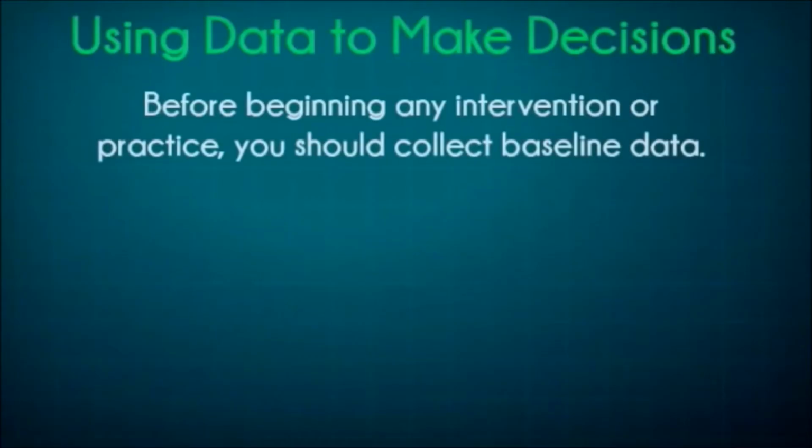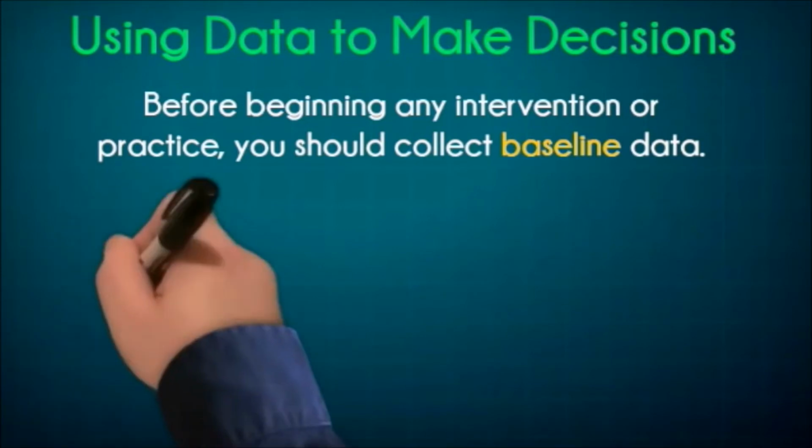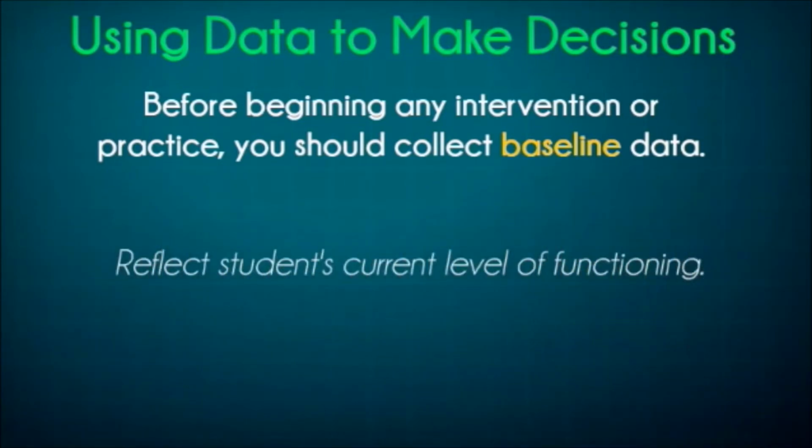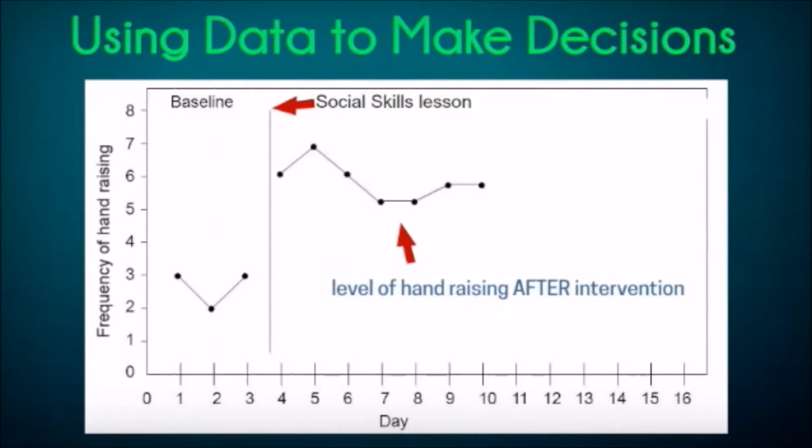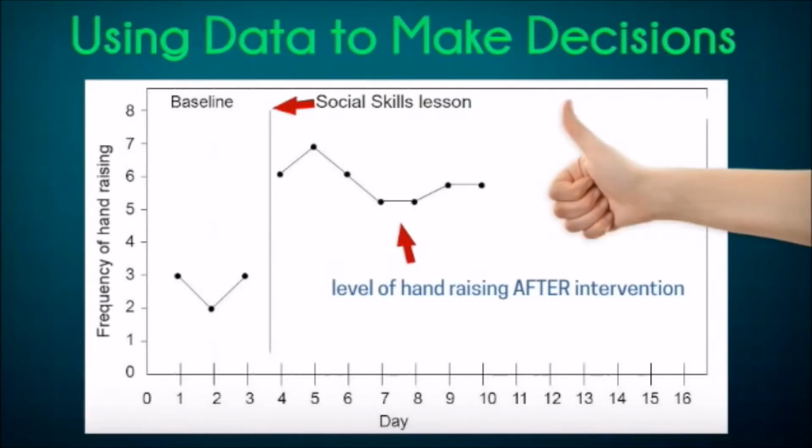Before implementing any intervention or practice, you should collect baseline data. Baseline data reflect a student's current level of functioning. For example, if we were planning to teach a social skills lesson on hand raising, we would want information about students' level of hand raising before we teach that lesson. So we would take some baseline data to see how often students were raising hands, do our social skills lesson, and then take data on how often students were raising their hands after that lesson to see if the lesson had been effective. We would know it was effective if we saw an increase in hand raising from our baseline data.